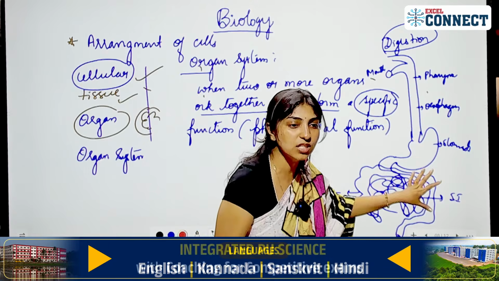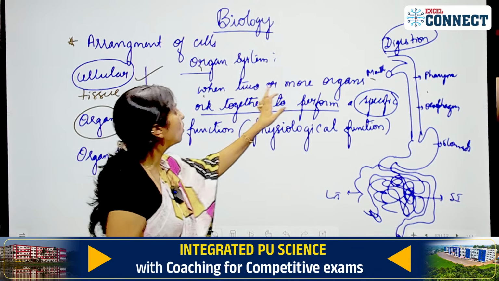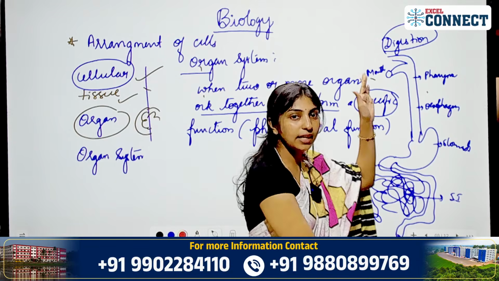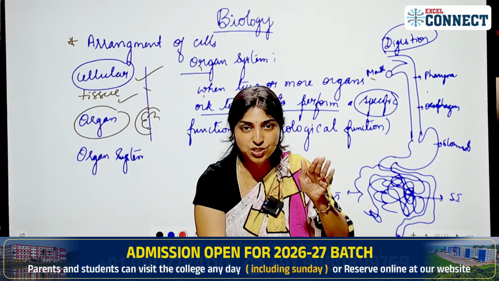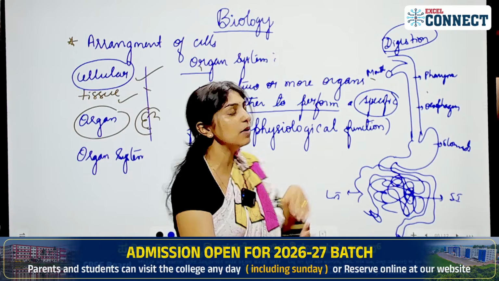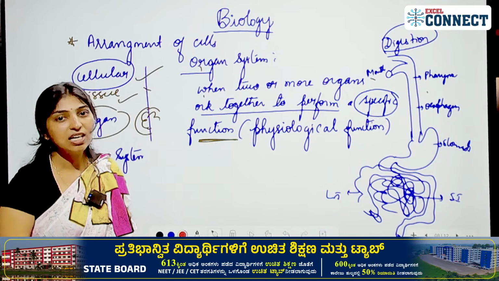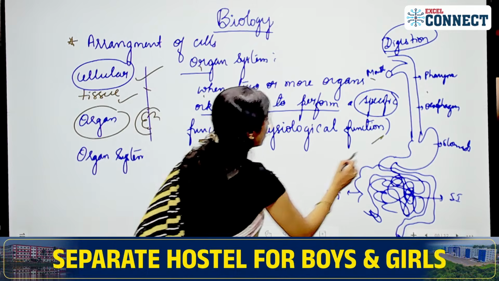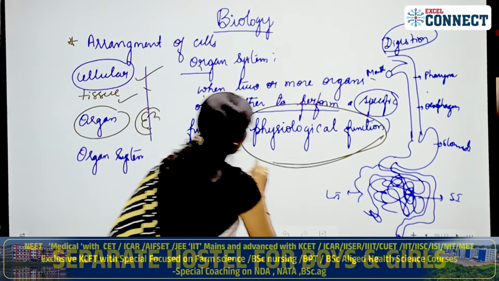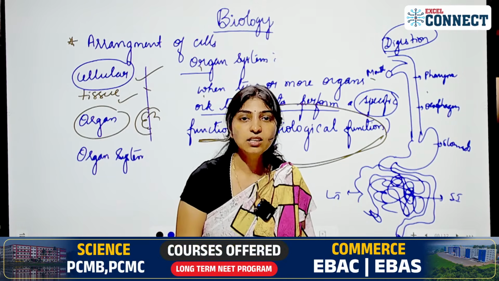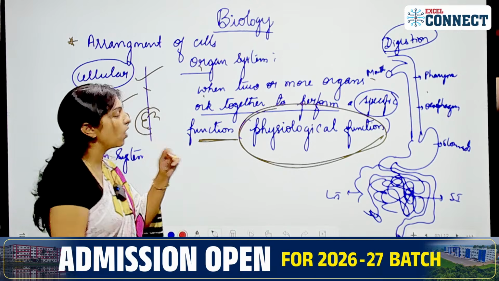So what is this organ system? When two or more organs combine together to form one system, that system will perform a specific function. And what do you call that function? You call that function a physiological function, because here two or more organs are performing one common function. Is it clear? Okay.